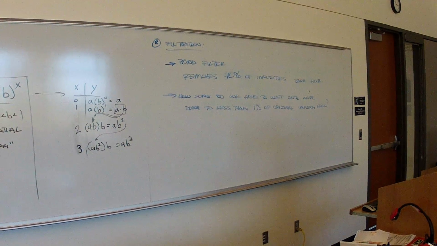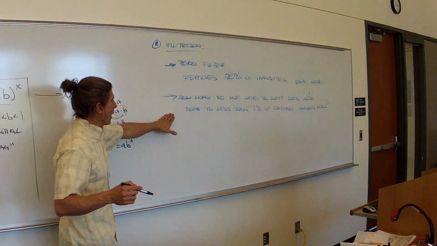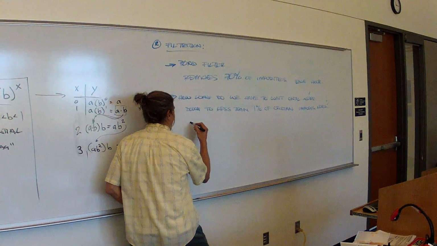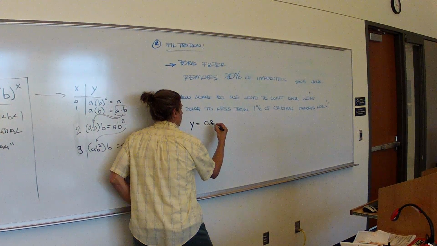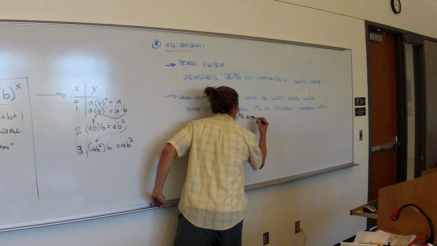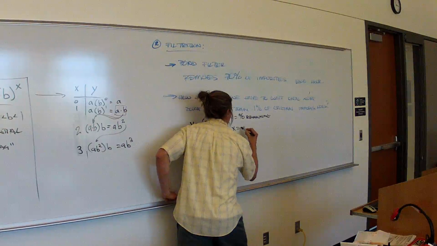So anyway, let's answer the question. The question is, how long do we have to wait until we're down to less than 1%? Well, we know that the model is now 0.3 to the x, where y is the percent remaining and x is the number of hours.